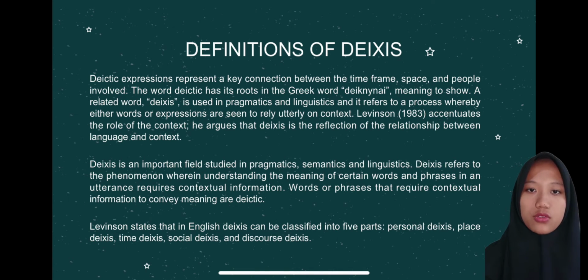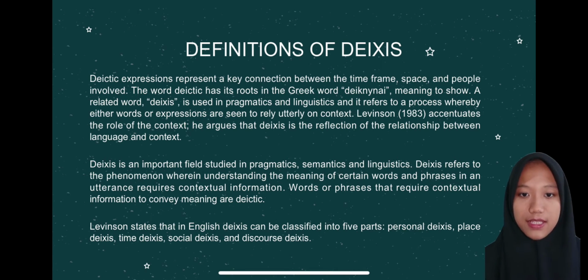For example, the words tomorrow, there, and day. Words are deictic if their semantic meaning is fixed but their denoted meaning varies depending on the time or place. Words or phrases that require contextual information to be fully understood, for example English pronouns, are deictic. Levinson states that in English, deixis can be classified into 5 parts. First is personal deixis, place deixis, time deixis, social deixis, and discourse deixis.